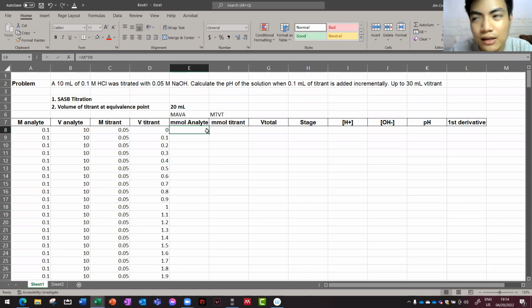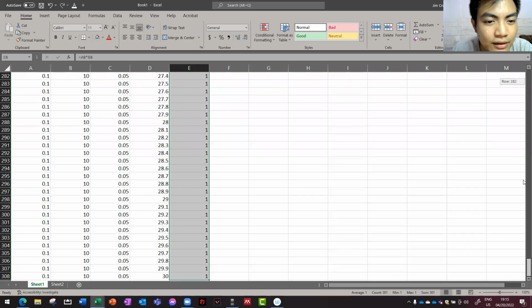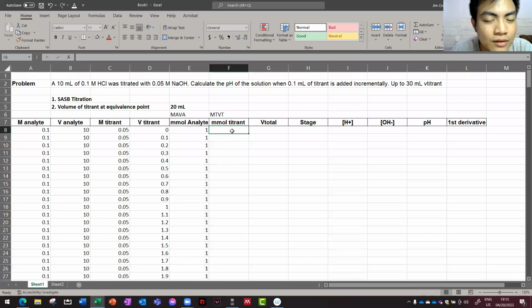So instead of dragging it pababa, what you can do is to just hover your cursor again to the bottom right corner until your cross turns very thin, and then double click it. So drinag na niya lahat yan. Okay? For the millimoles of the titrant, you have to do the same.